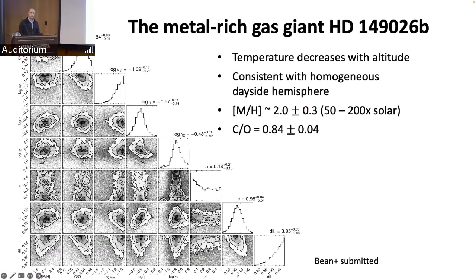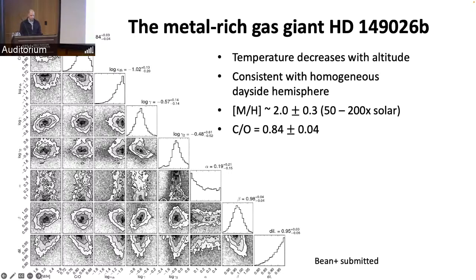So what do we get from this? Well, the fact that we see absorption features means that temperature is decreasing with altitude. That is, we do not have a thermal inversion in this planet's atmosphere. That's what we expect based on its irradiation. We also see that we have a consistent homogeneous day side.